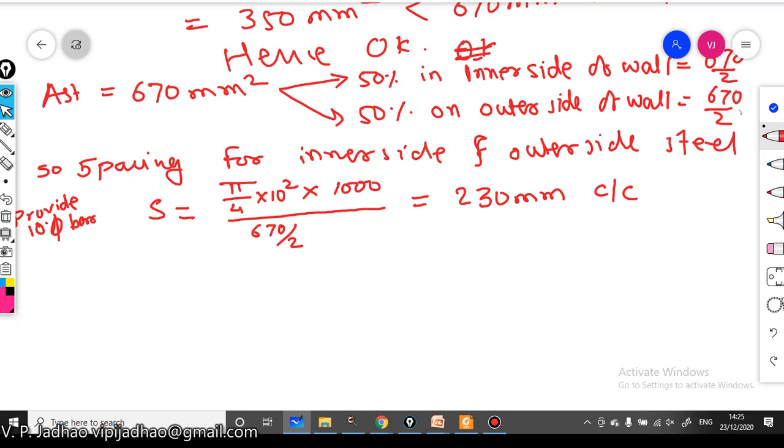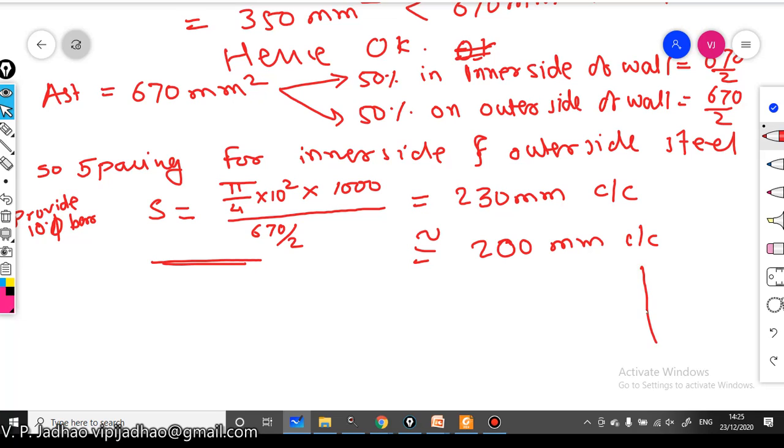So let us provide this at approximately 200 mm center to center. This is not necessary, you can also provide at 230 mm center to center, but I will be reducing the spacing for safety only. This spacing is for hoops, because this is for resisting the hoop tension. So we will be providing 10 mm phi bars at 200 mm center to center up to a height of 0.3 meter from the top.